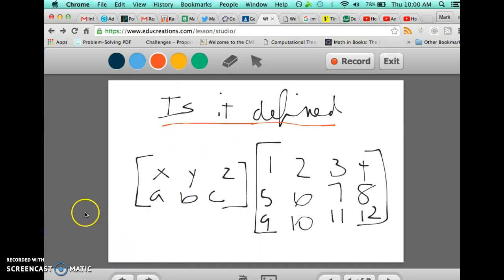The other way is by telling yourself, what kind of matrix is this? This one is a 2 by 3, 2 rows, 3 columns. This one is a 3 by 4. And if this number matches this number, then it's defined.